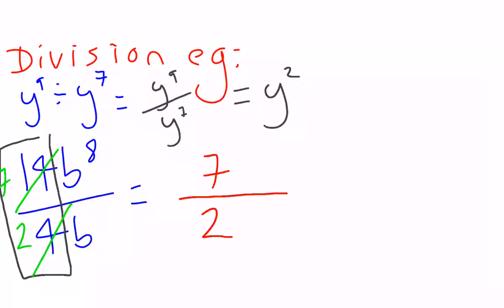And then cancel my powers. B to the power of 8 divided by b, I get to cancel 1b from the top and the bottom. So in my answer, I've got b to the power of 7. So my answer is 7b to the power of 7 over 2.